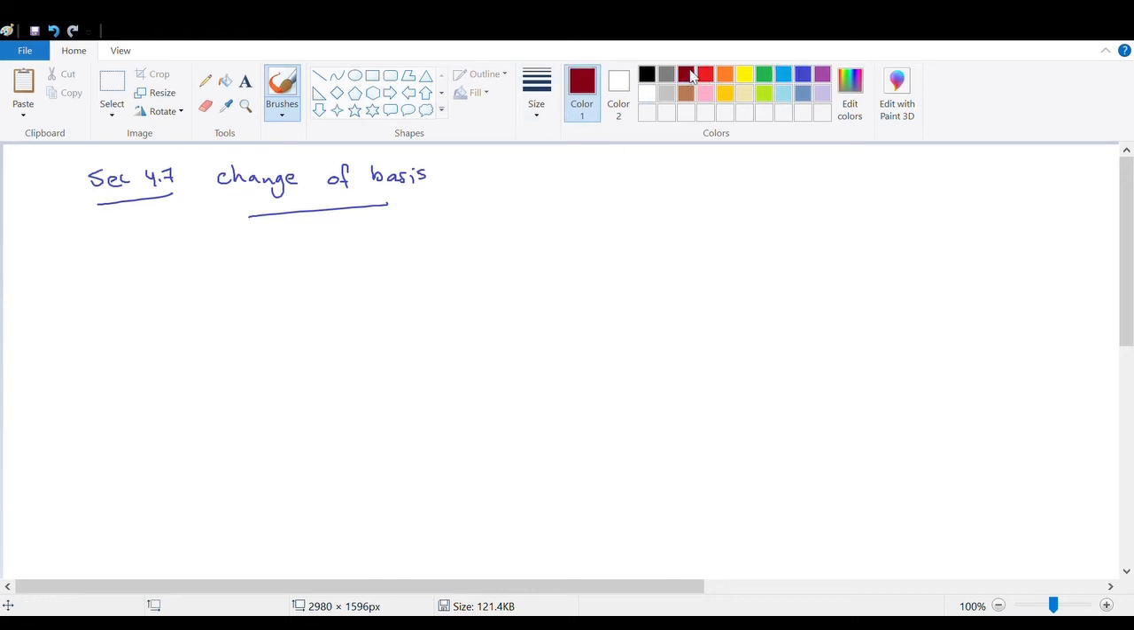في section 4.7 يتكلم عن ال change of bases. فيعني مثلا أنا لو كان عندي two bases، عندي bases B مثلا is equal B1 و B2، عندي another bases مثلا C is equal C1 و C2.